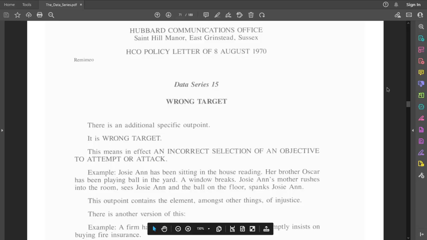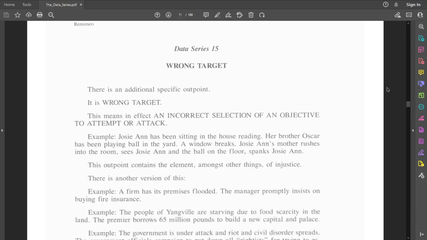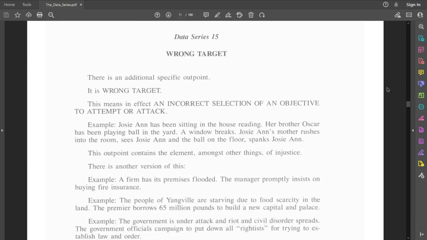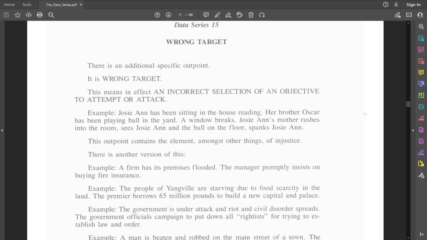So we have the HCO policy letter of the 8th of August, 1970, called Wrong Target. There's an additional specific outpoint. It is wrong target. This means, in effect, an incorrect selection of an objective to attempt or attack. Example: Josie Ann has been sitting in the house reading. Her brother Oscar's been playing ball in the yard. A window breaks. Josie Ann's mother rushes into the room, sees Josie Ann and the ball on the floor, spanks Josie Ann. This outpoint contains the element, amongst other things, of injustice.